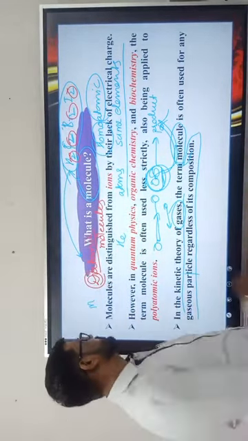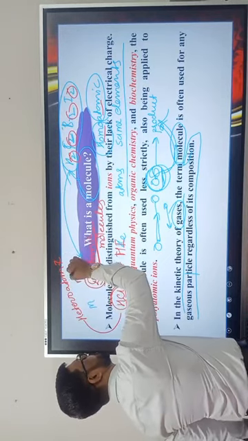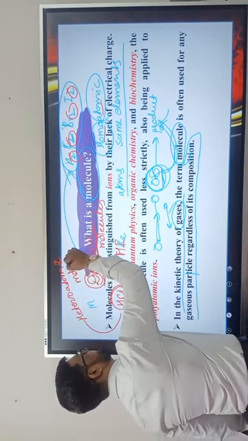Now, as these are the homoatomic molecules, we have another type of molecules like HCl, HBr, HI. These are the molecules with atoms of different elements, and therefore these molecules are called heteroatomic. Heteroatomic molecules. Hetero means what? Hetero means different.